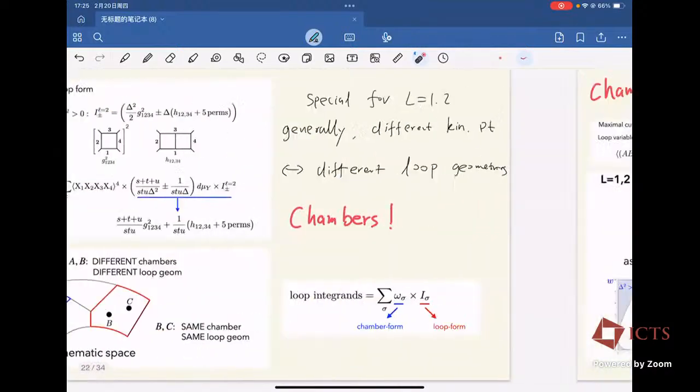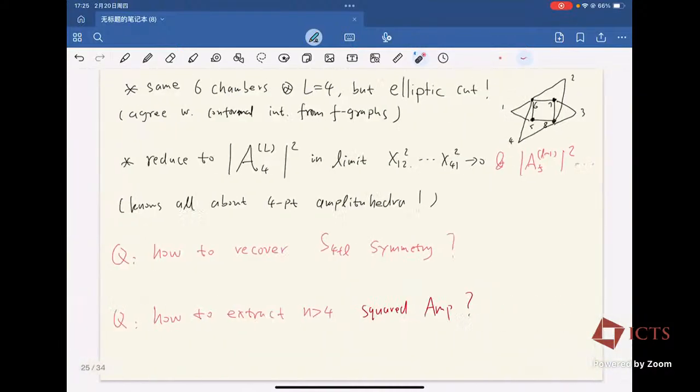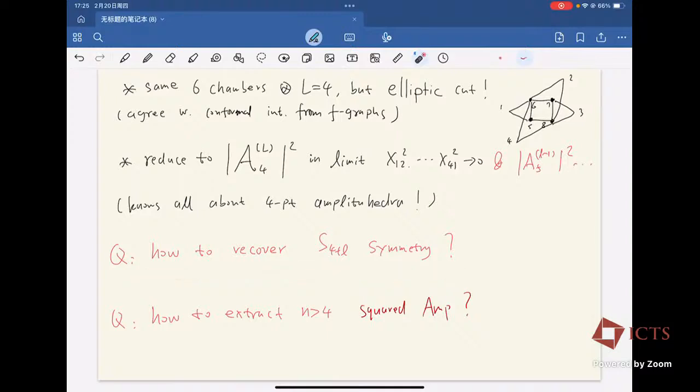So I think it's still a very important question how to recover the symmetry, like really compute the thing, and also how to extract all these squared amplitudes out of this geometry. That will provide a lot of simplification. So this geometry itself is very complicated, but when you start to take the limit of the geometry, that should be much easier to study.